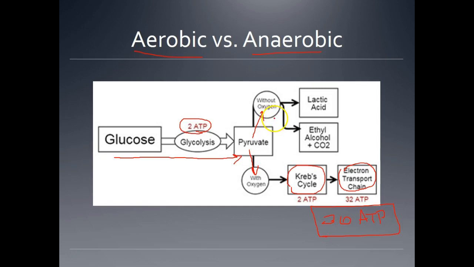If oxygen isn't present, you're going to temporarily produce the NADH, but you're going to give the hydrogen and electrons back to the pyruvates, turning the pyruvates either into lactic acid or alcohol, depending on what organism you are. If you're a yeast cell, you will produce alcohol. If you're a mammalian cell, you will produce lactic acid.